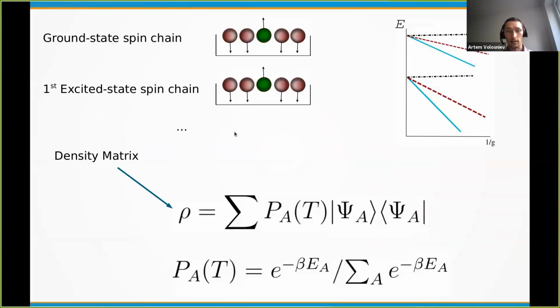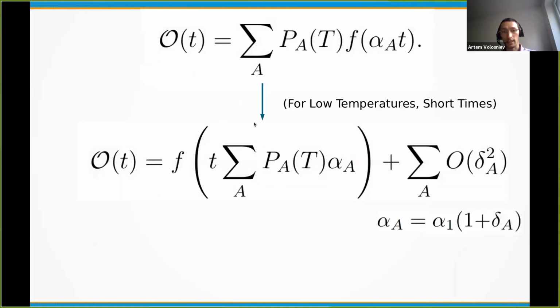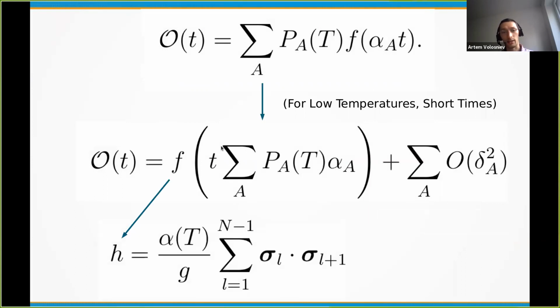Yes, exactly. So you start here, you propagate in every Hamiltonian separately, and then you say the time scale is the same, so they're all kind of identical. And then you arrive at this idea that the observable is just a function which depends on t multiplied by the average value of alpha. That's where you average over alpha. Okay. Yeah, and now it's more or less clear. Thank you.